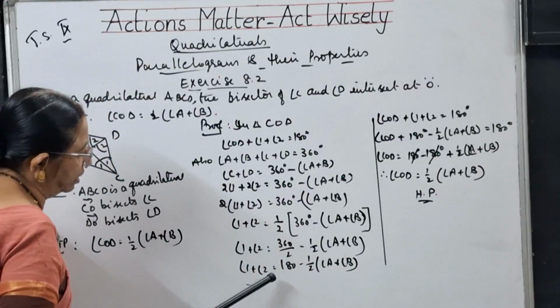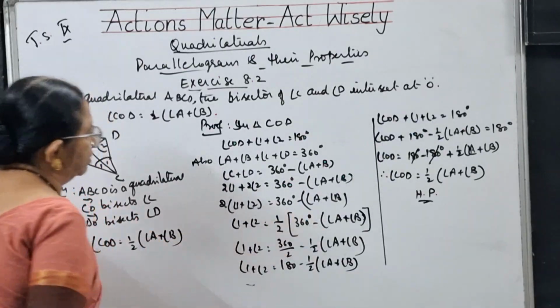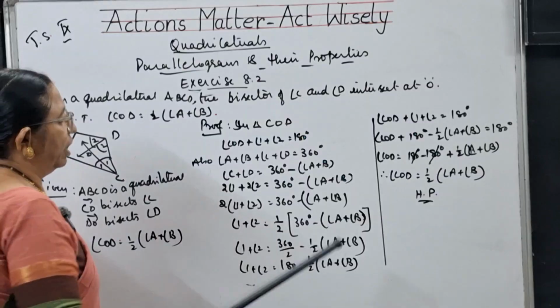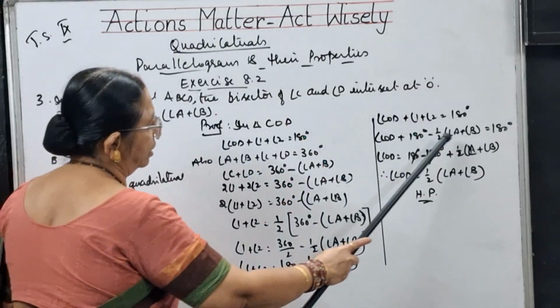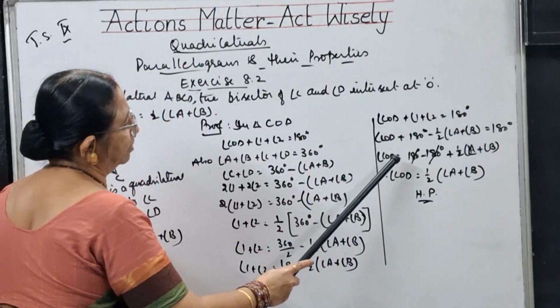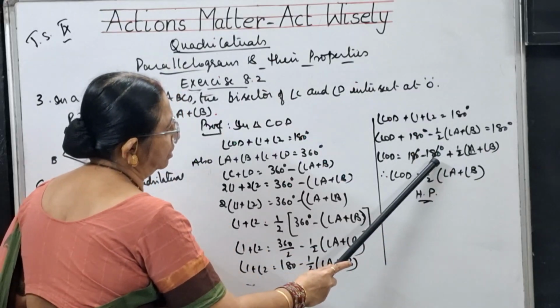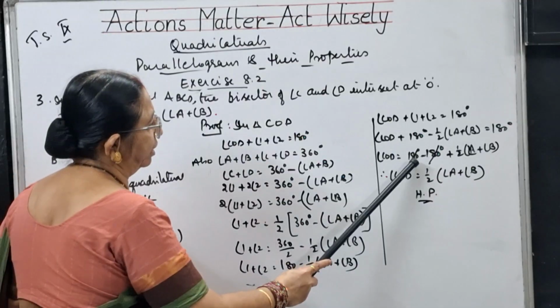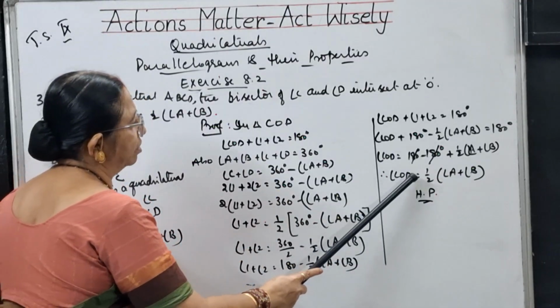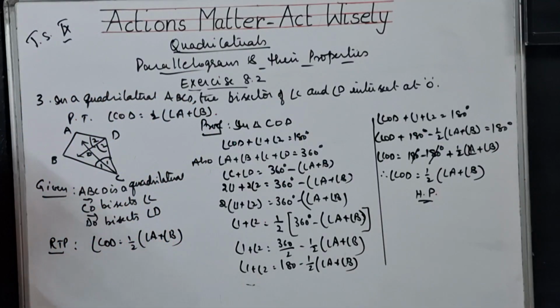So this angle 1 and angle 2 values I have substituted here. Angle COD plus angle 1 plus angle 2 is 180 degrees we have got, and angle COD plus 180 minus half of angle A plus angle B is 180 degrees. So what is angle COD? This 180 degrees, when it goes there, minus 180 degrees, minus half of angle A plus B becomes plus half of angle A plus B. 180 will get cancelled. So angle COD is half of angle A plus angle B. This is the proof of this problem, children. Note it down.